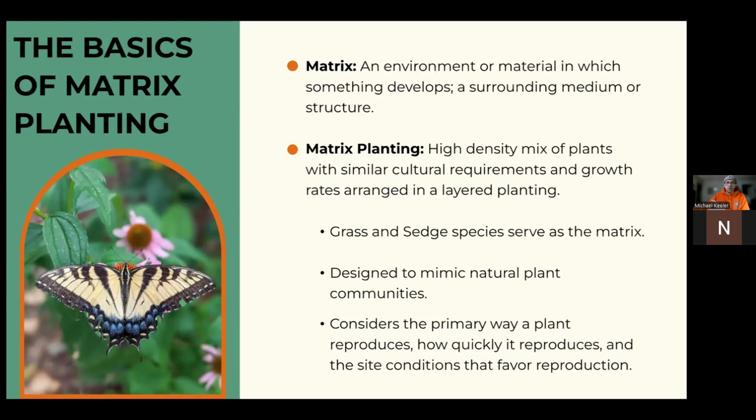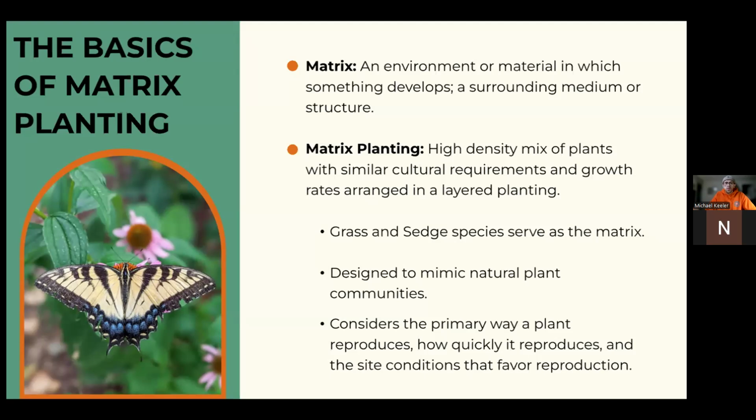So you do have the matrix of the grass and sedge species. But below ground, the roots are also all mixing and intertwining and working together, which kind of forces some root competition and helps encourage those roots to dive down and get those really deep native plant roots that we are typically looking for in our gardens.